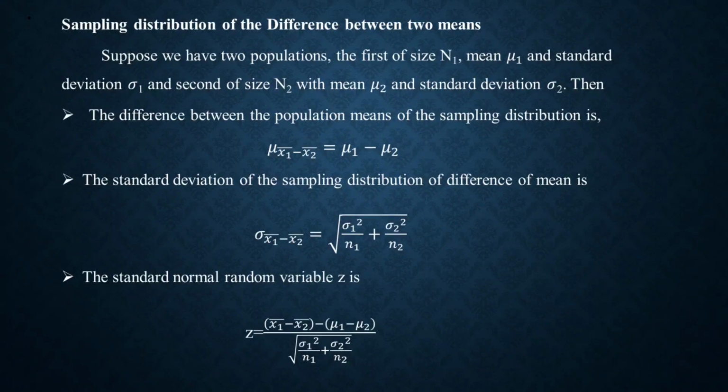Then the difference between the population means of the sampling distribution is denoted by mu x1 bar minus x2 bar, which is mu1 minus mu2. The standard deviation of the sampling distribution of difference of mean is sigma x1 bar minus x2 bar equal to root of sigma 1 square by n1 plus sigma 2 square by n2. The standard normal random variable z is z equal to x1 bar minus x2 bar minus (mu1 minus mu2) divided by root of sigma 1 square by n1 plus sigma 2 square by n2.